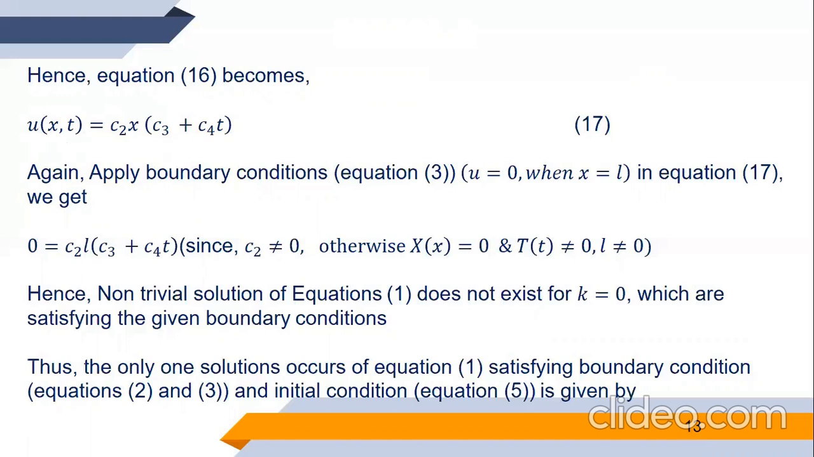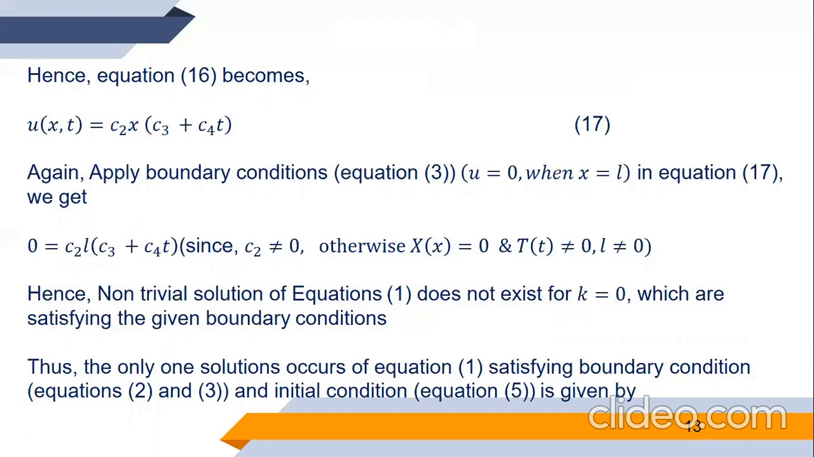Where T of t is not equal to 0, L is not equal to 0, and we can't consider C2 equal to 0. If we consider C2 is 0, then X of x is 0. Hence, the non-trivial solution of equation 1 does not exist for k equal to 0 which satisfies the boundary condition. So for k greater than 0, a non-trivial solution does not exist. For k equal to 0, a non-trivial solution does not exist.